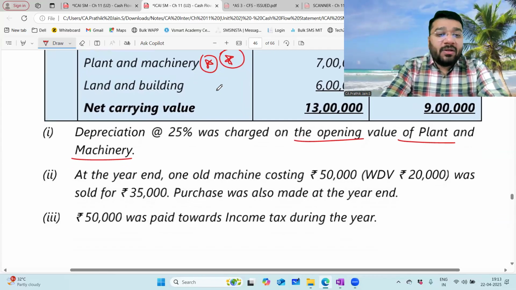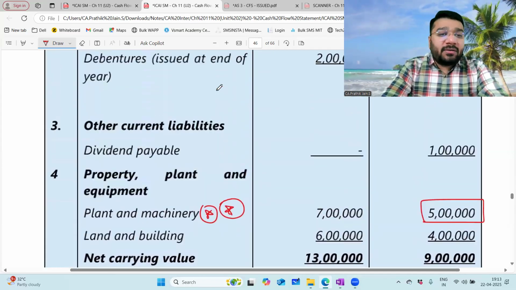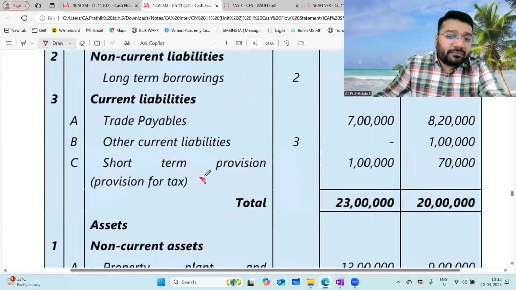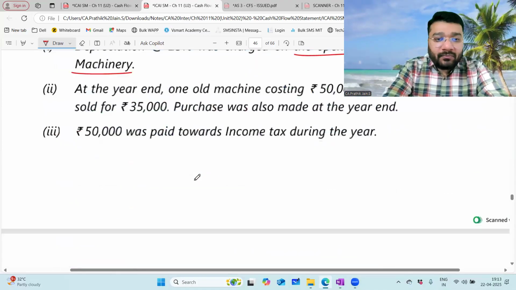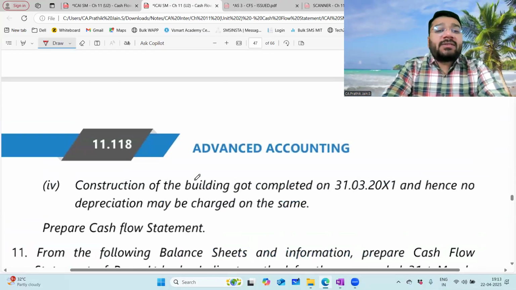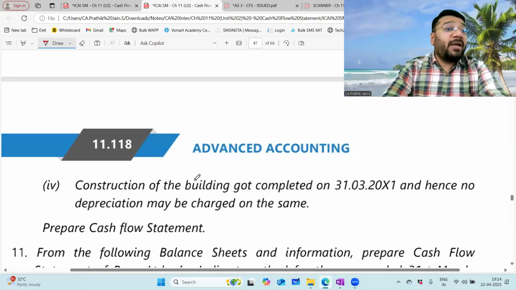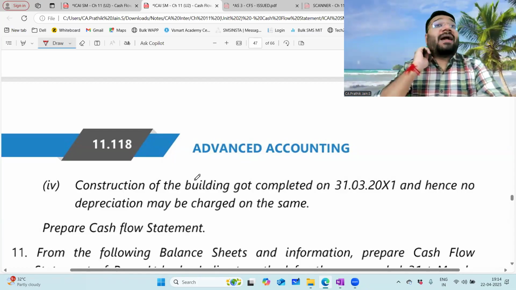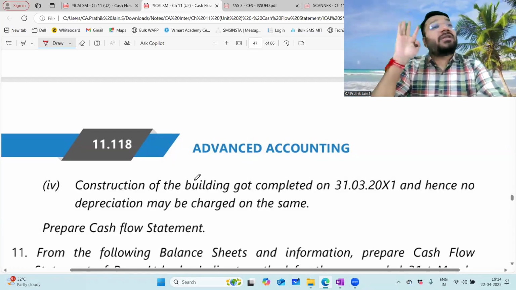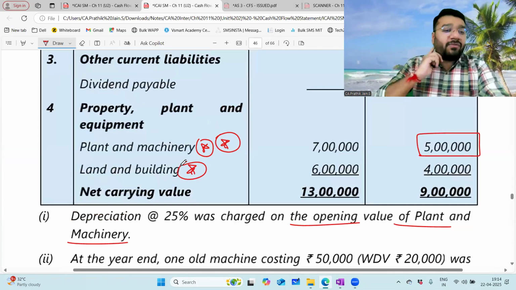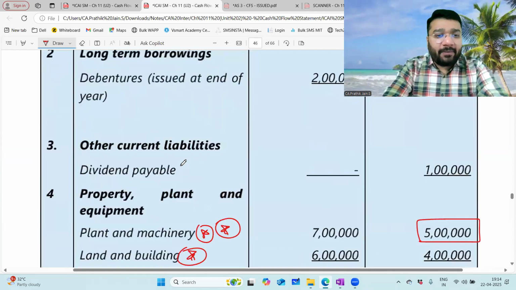Machine. 50,000 was paid towards income tax during the year. So I'm coming to provision for tax. Provision for tax, I'm putting one star mark. Anything else? Oh, yes, the 4th one: construction of the building got completed at the end of the year and hence no depreciation was charged. Guys, depreciation is charged from when? Once you start putting the asset into use. Till 31st March 2001, you were constructing the asset, so till then depreciation will not come. Next year onwards, depreciation will come. So for your building part, one star mark for land and building. Wonderful. Only a few adjustments.